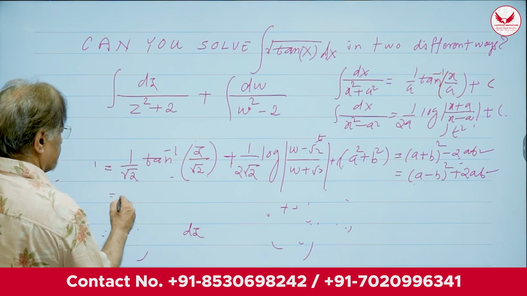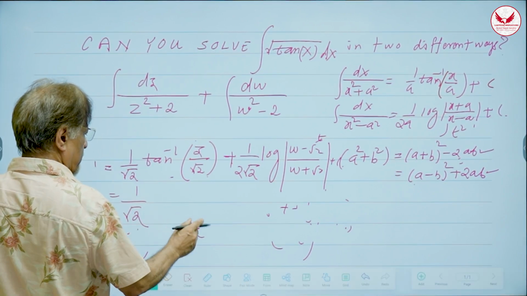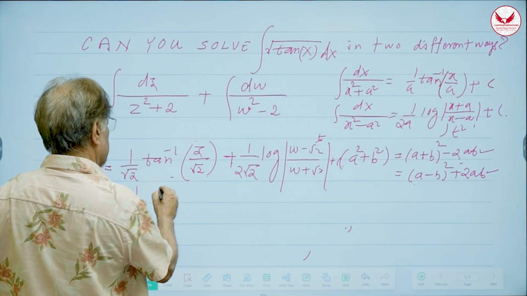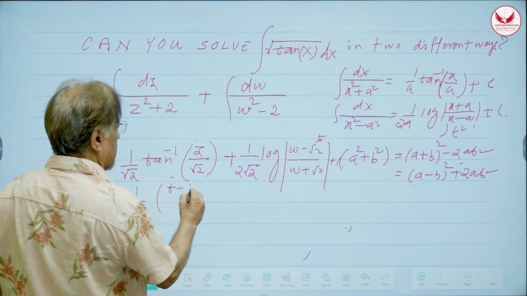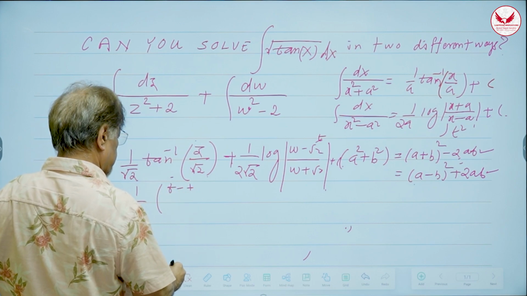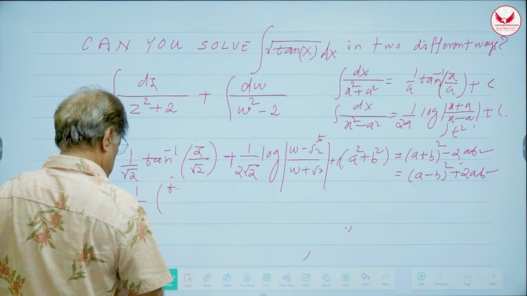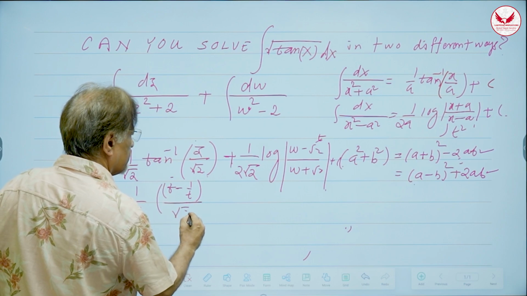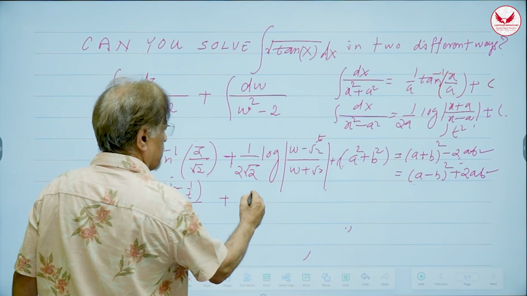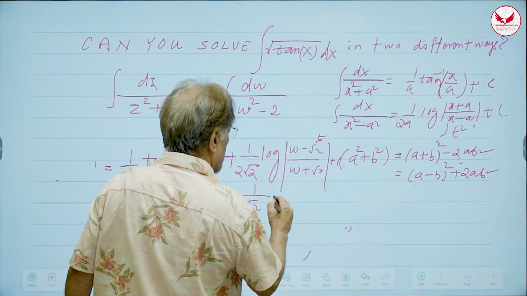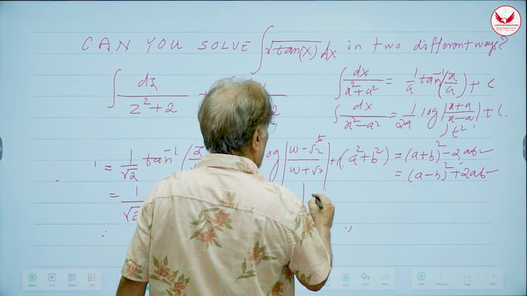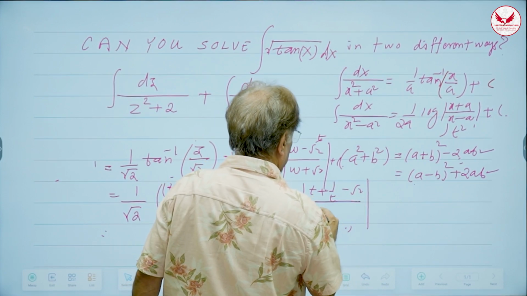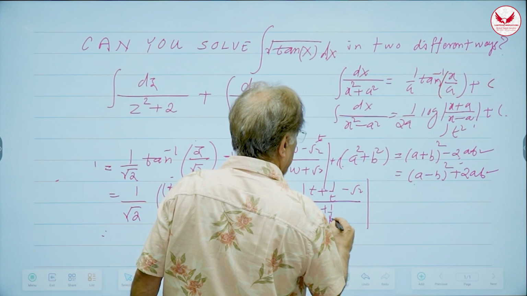What is z? So let us write. z is, if you remember, what was z? z was t minus 1 upon t, correct? Divided by root 2. This was the answer. Plus, here it is 1 upon 2 root 2 log of, this w was t plus 1 upon t minus root 2 and divided by t plus 1 upon t plus root 2.